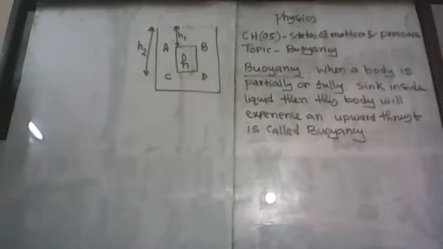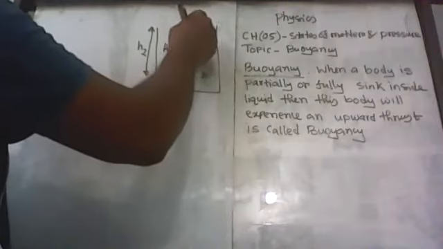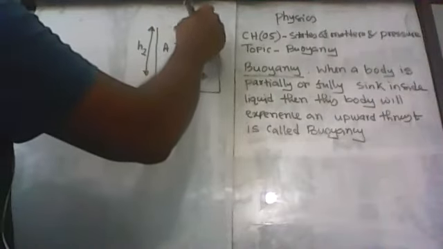Now I'm going to calculate the resultant force or upward thrust that is applied on this cylindrical shaped body inside the liquid container. You see that the water above the AB surface applies a downward force. This downward force will be called F1.